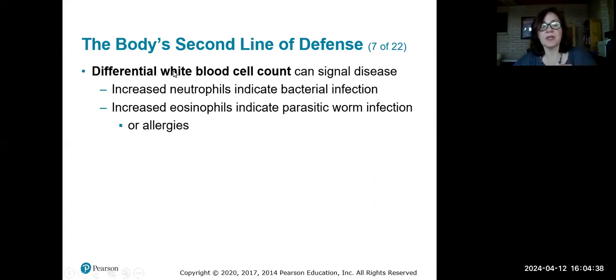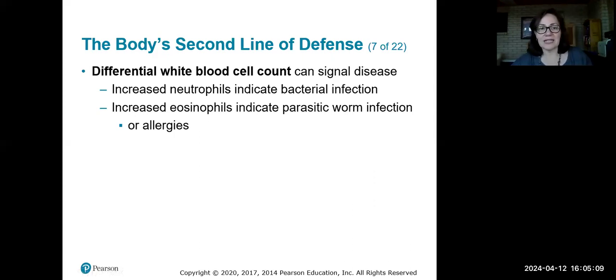So for example, if the neutrophil number is increased, and we already saw like half to 3/4 of the white blood cells are neutrophils, but if you get a sample back and it's 80% neutrophils, that should alert you to the fact that this patient is suffering with a bacterial infection. Or in contrast, if there's a huge increase in the eosinophils, that might suggest that this particular patient has a parasitic worm infection.